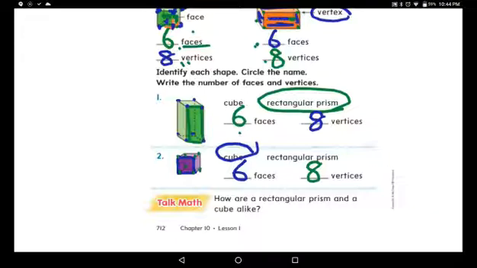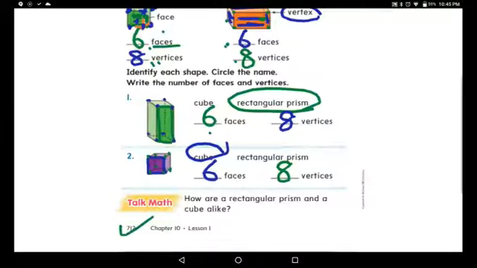I'm not going to get confused between these two shapes, because for the rectangular prism, I used rectangles, and for the cube, I used squares. Both the rectangular prism and the cube have 6 faces and 8 vertices. Great job, boys and girls. Go to page 713.